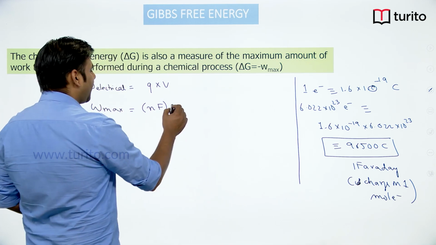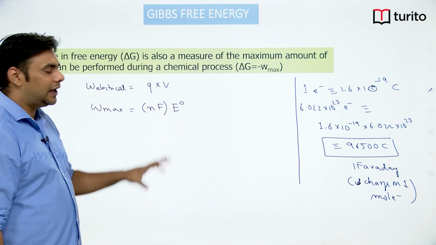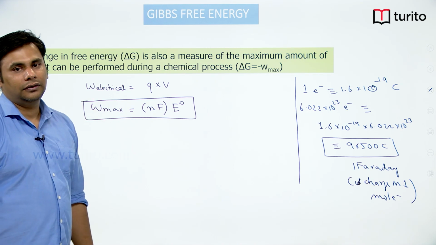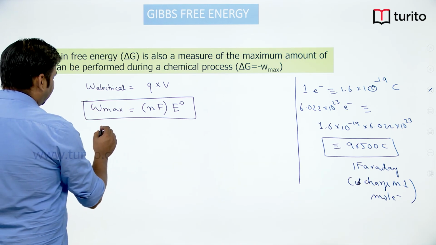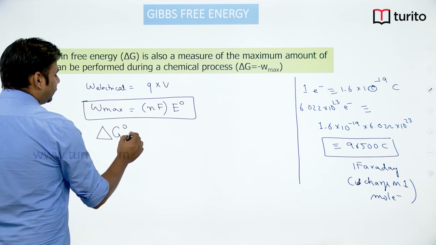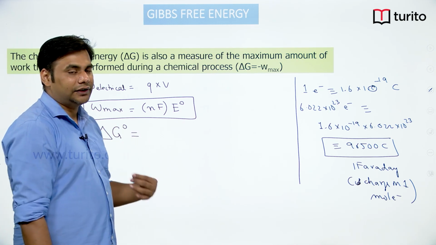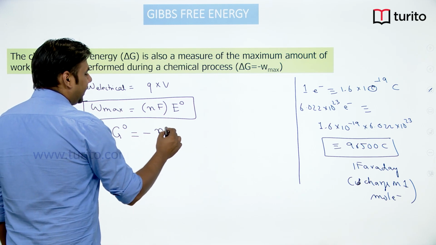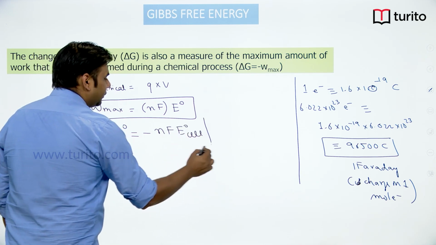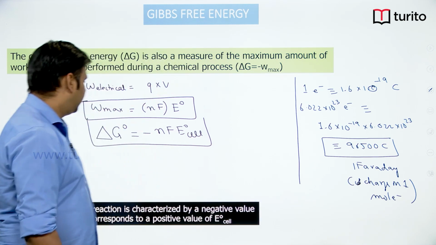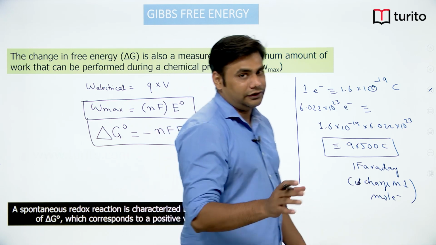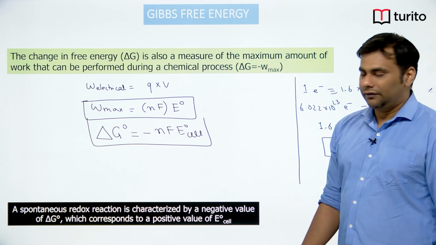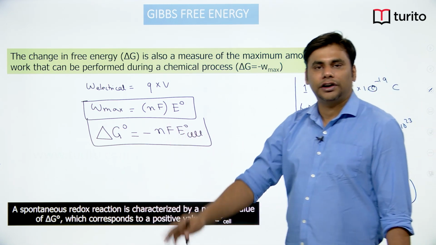Multiplied by the E naught of the cell, that is the potential, this is the maximum electrical work that we will obtain. If we talk about delta G naught, the Gibbs free energy under standard conditions, this is always minus the maximum work, that is minus n F E naught cell. So you have to know that delta G naught is always minus n F E naught cell, where n is the overall number of electrons transferred from anode to cathode.